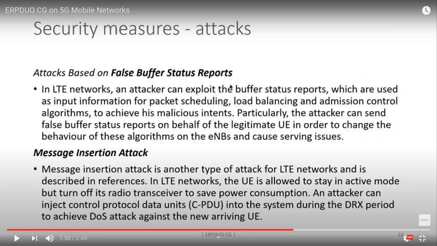False buffer status reports. Well, in current LTE networks, an attacker can exploit the buffer status report, which are used as an input information for packet scheduling. Can also be load balancing and admission control to achieve malicious intents. And yeah, attackers can send false buffer status reports on behalf of legitimate user equipment by following their behavior and on the narrow bands, causing serving issues.